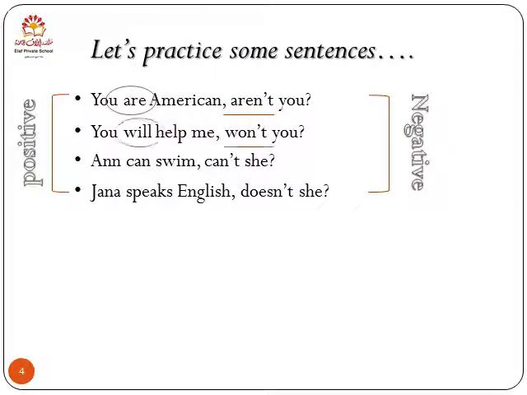The same goes for number 2. You will help me, won't you? Now, won't is short for will not. This is positive, this is negative. Okay, number 3, Anne can swim. See, this is the auxiliary verb. Anne can swim, can't she? I'm just checking. Okay, number 4, Jenna speaks English, doesn't she?